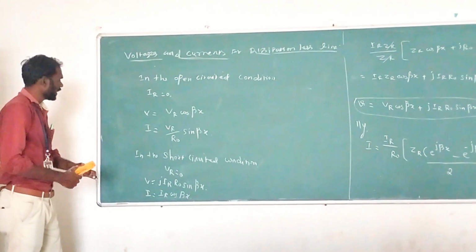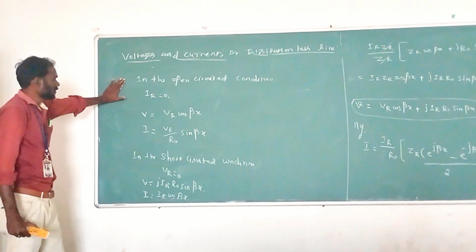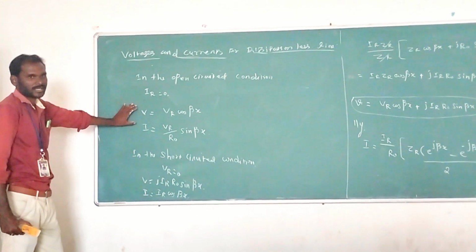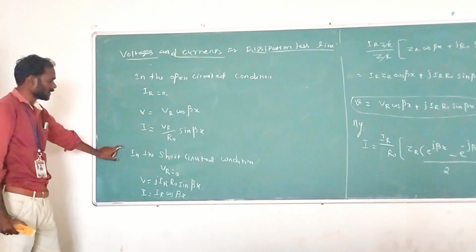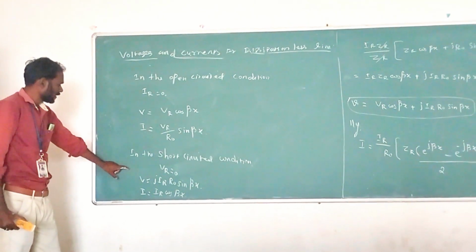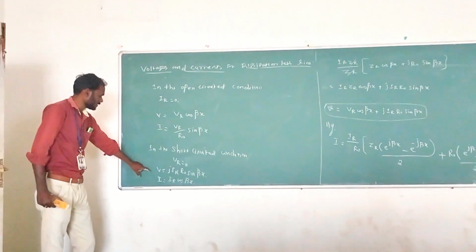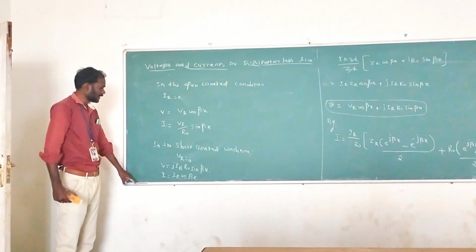This is a dissipationless line. In the open circuit condition, the expression of the voltage and current, and short circuited condition of the dissipationless line: it is a voltage equation, this is a current equation. Right? Thank you.